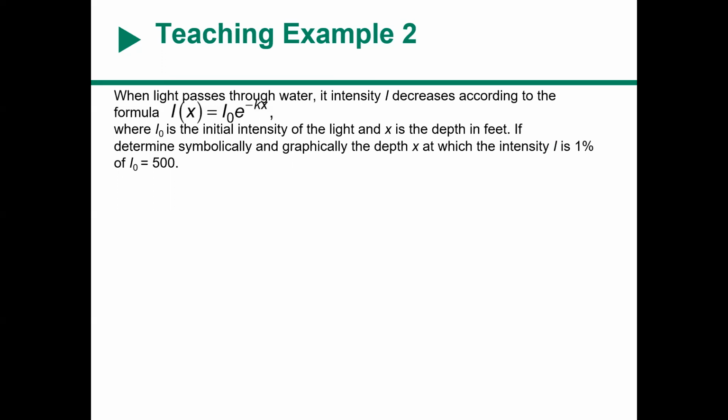Okay, so symbolically just means to solve it by hand or set up as much as you can by hand. And then graphically obviously means to graph it, right? So we are going to take our variables that we're given. So we know that 1% is going to have to become 0.01, right?